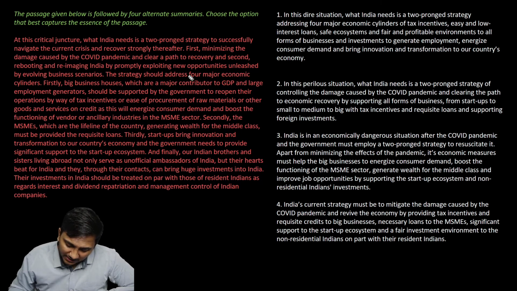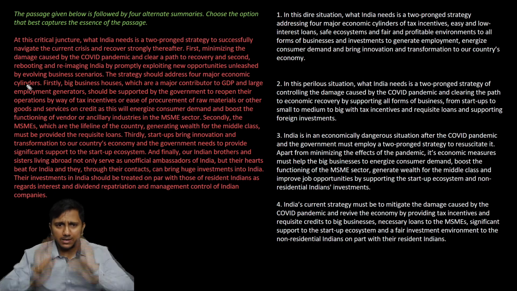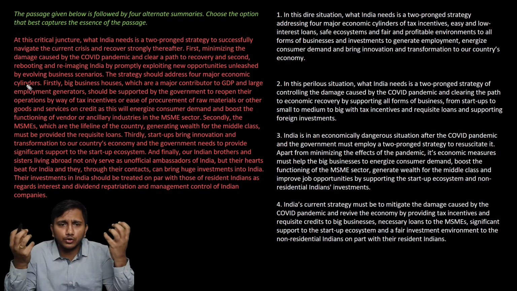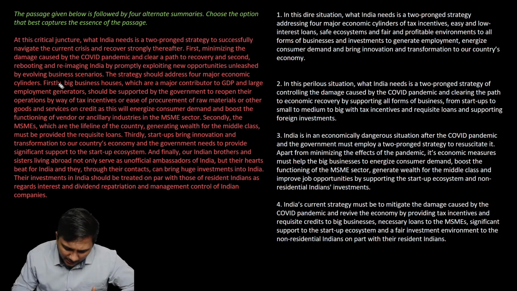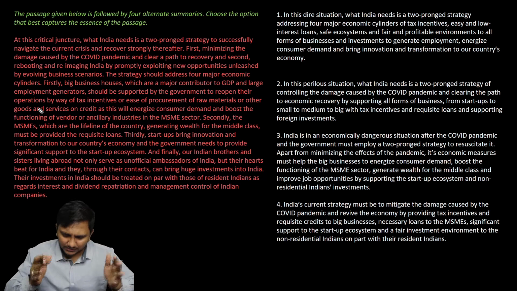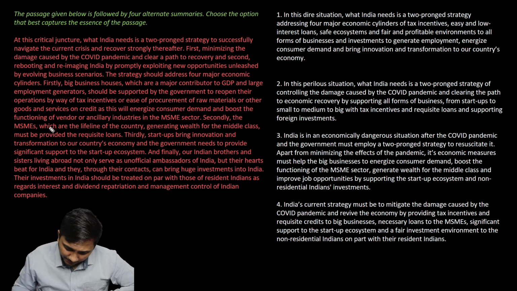The strategy should address 4 major economic cylinders. Okay, in my mind, I'll have to create those 4 columns to receive the 4 major economic cylinders. Let's see what they are. Firstly, big business houses, which are a major contributor to GDP and large employment generators, should be supported by the government to reopen their operations by way of tax incentives or ease of procurement of raw materials or other goods. Okay, first is big businesses for various reasons. Raw materials or other goods will energize consumer demand and boost the functioning of vendor or ancillary industry. So first point is big businesses. I'll come back to the details later if I have to.